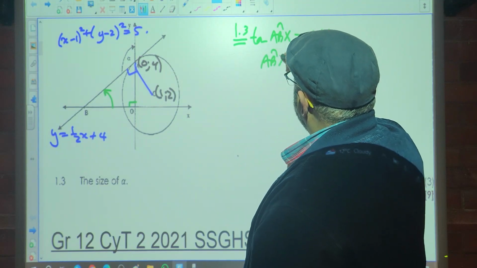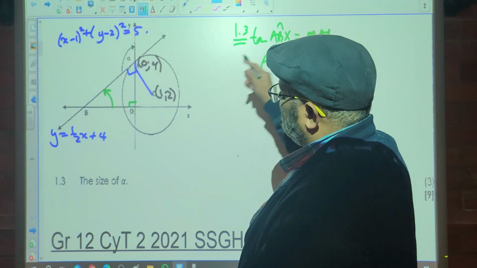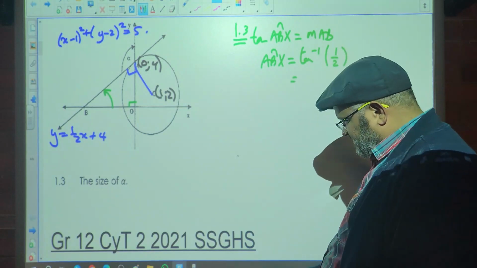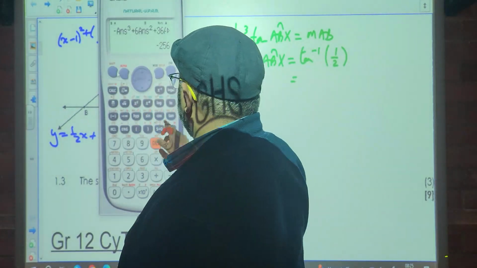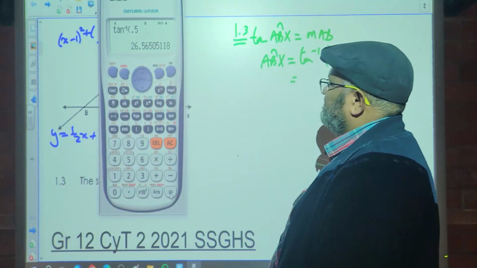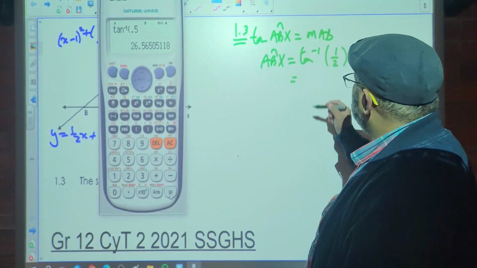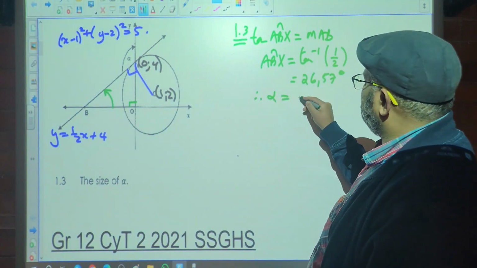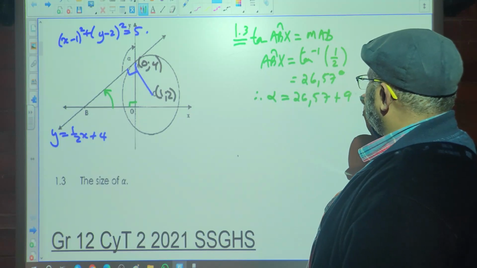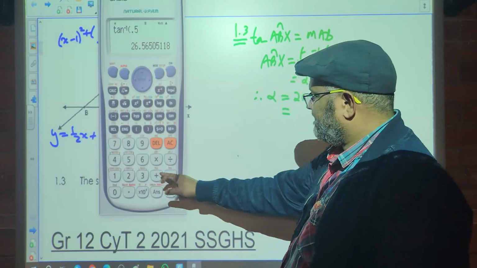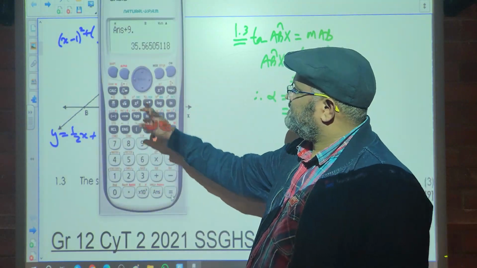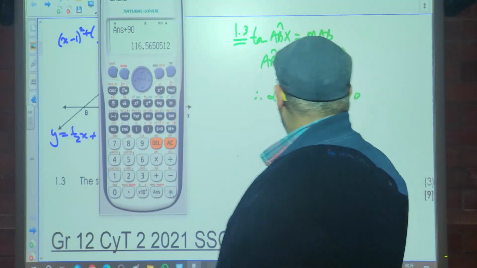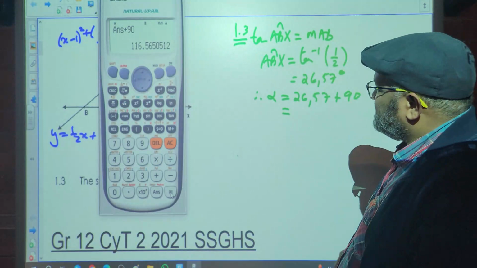So ABX is equal to arctan of the gradient of AB, which we calculated to be a half. Okay, which gives me an answer of arctan... Oh wow, it's 26,57. So therefore alpha is equal to 26,57 plus 90 degrees, which is 116,57.